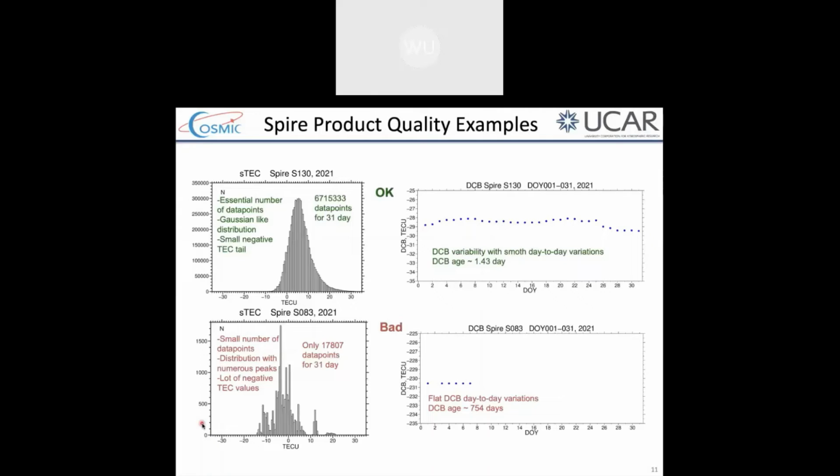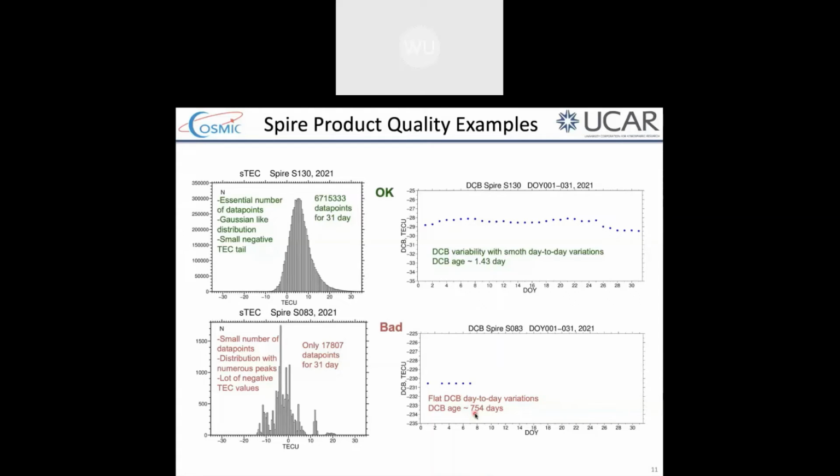So I'll start on the right. Actually, these are the DCB estimates for a particular satellite by day. And you can see those are fairly consistent throughout this month. Down on the bottom, we have some estimates for only a few days, and they're quite old in this case. So they were not very fresh estimates. So that's one of the parameters in the product file that you can read.